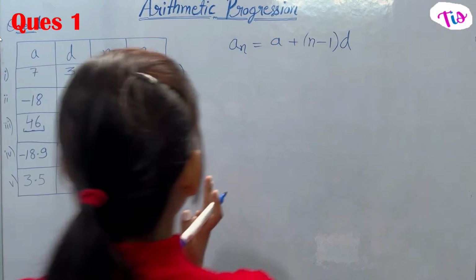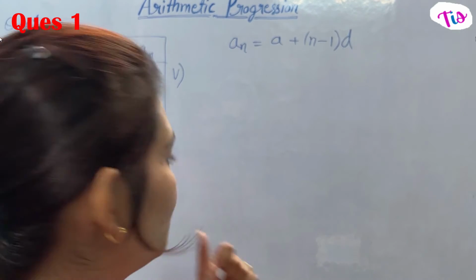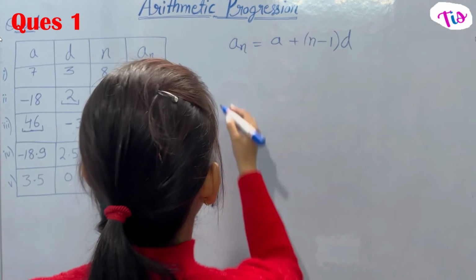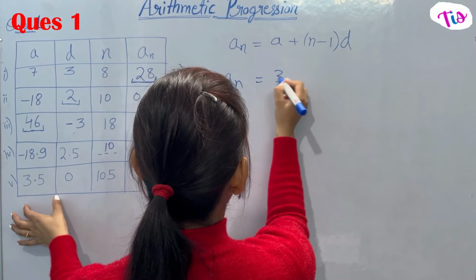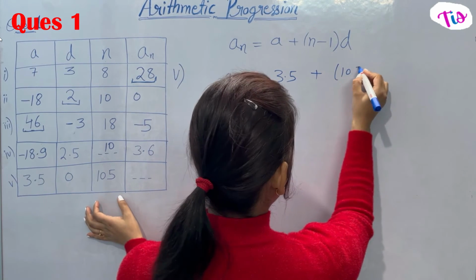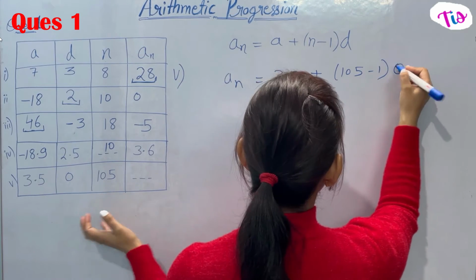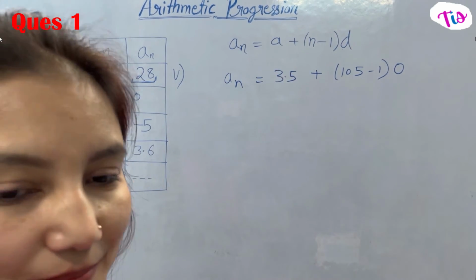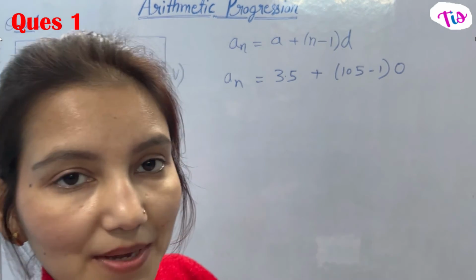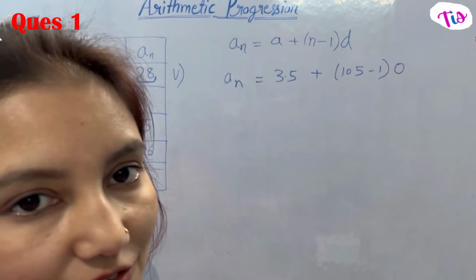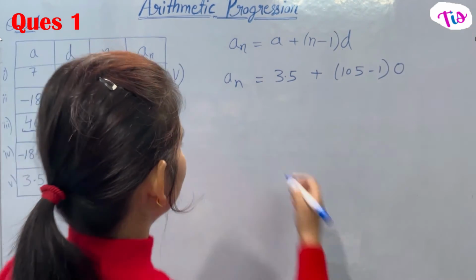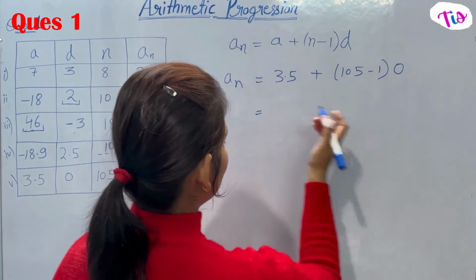So here in the fifth part, A is given, D is given, N is given. Let's solve it for AN. So AN will be A, 3.5, plus N minus 1, where N here is 105, minus 1 into D, and D is 0. Do you need to solve it? Because D here is 0, common difference is 0. So what will be the AP? It will be the first term itself, 3.5, 3.5, 3.5, because D is 0. Let's solve it. Then you'll get to know what I'm saying.